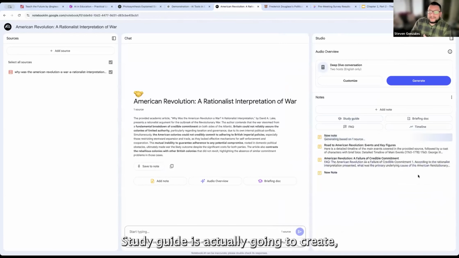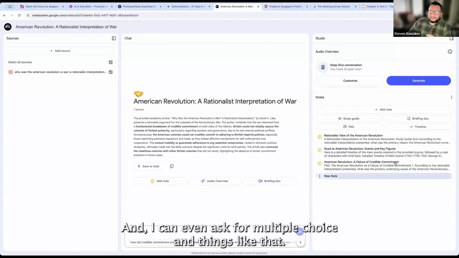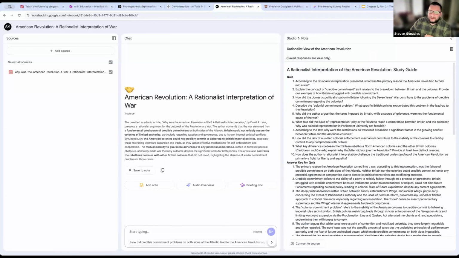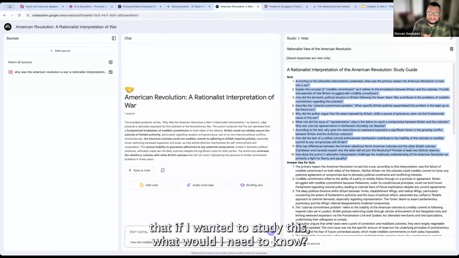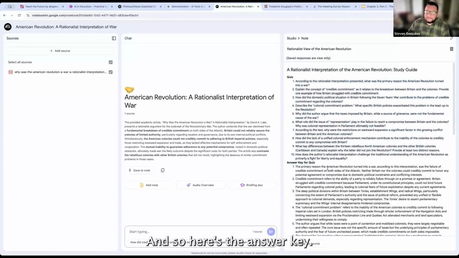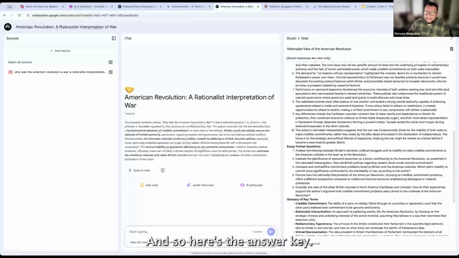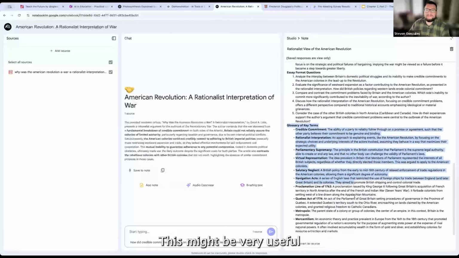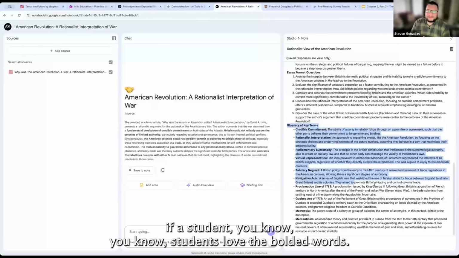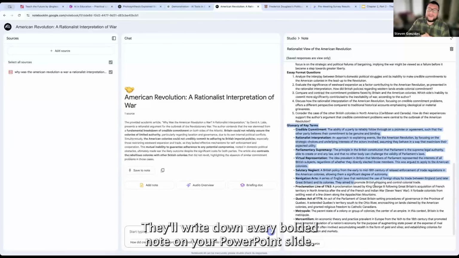I can create a study guide. Study guide is actually going to create written test questions, and I can even ask for multiple choice and things like that. But here are some short answer quiz questions that, if I wanted to study this, what would I need to know? And so here's the answer key. Here are some essay format questions. Here's a glossary of key terms. This might be very useful if a student, students love the bolded words. They love the highlighted words. They'll write down every bolded note on your PowerPoint slide.